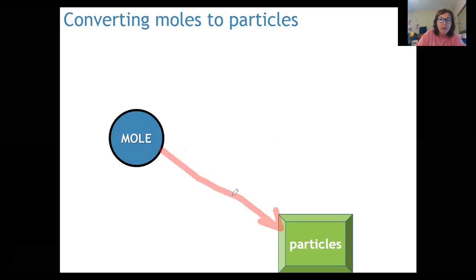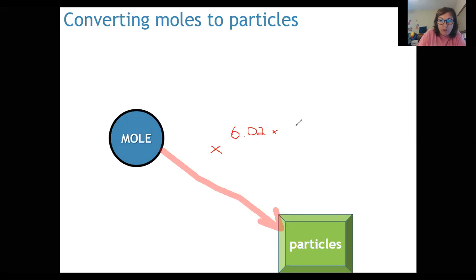Excellent. Okay. So when you go from a mole to a particle, remember dimensional analysis, whatever you're looking for typically goes on top. So I start with mole. Okay. So when I go from a mole to a particle, I'm going to multiply it by 6.02 times 10 to the 23rd over 1 mole.